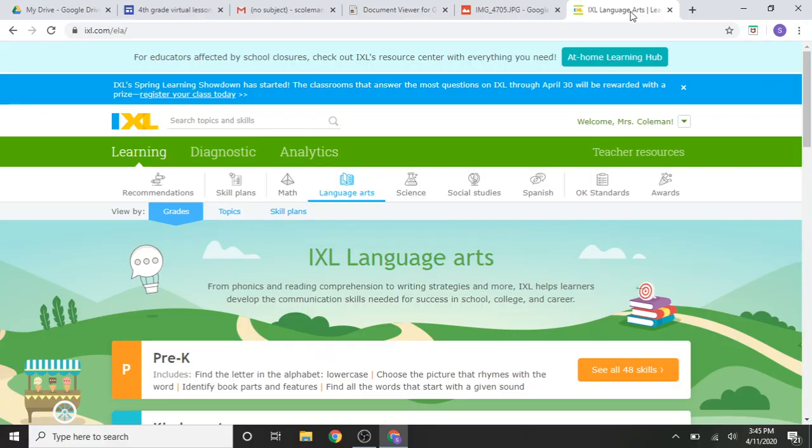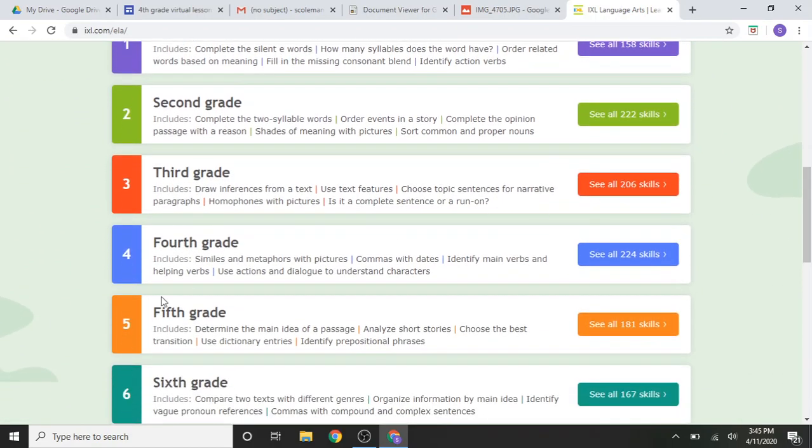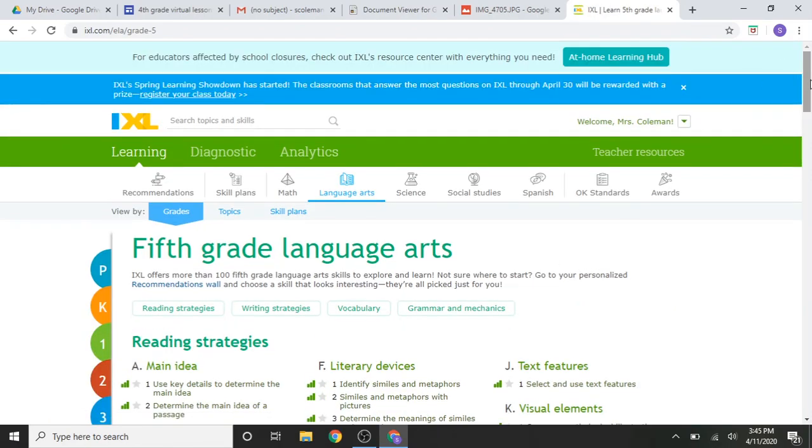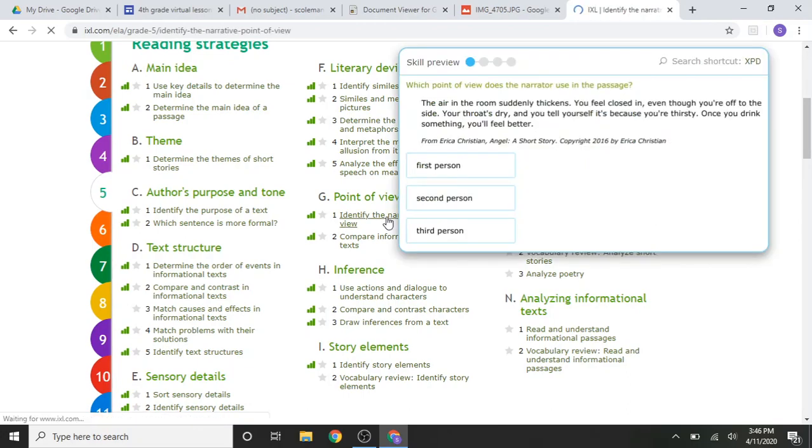Fourth grade. For IXL this week we have 2 lessons that we're going to focus on. The first one is point of view, and that is going to be on 5th grade language arts. Once you are logged into IXL, you are going to scroll down and choose 5th grade. And when you get into 5th grade language arts, you are going to find lesson G1. Just scroll down and click on that lesson G1, point of view.